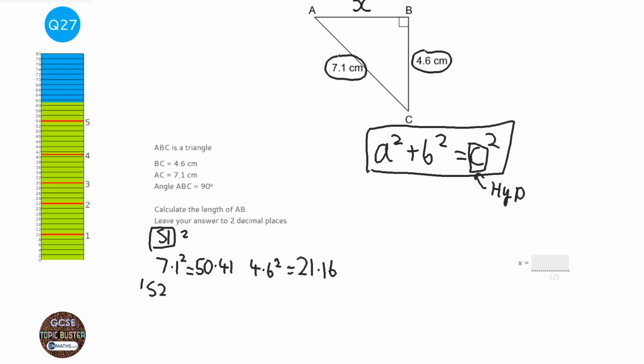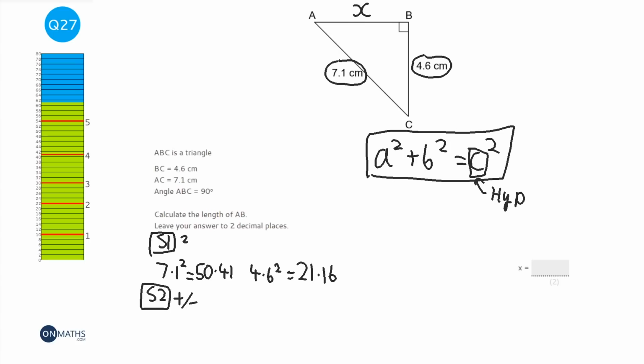Step 2 is the only choice you have to make. You either have to add or subtract. Now this is where we talk about the hypotenuse. The hypotenuse is the length that's opposite the right angle. So go to the right angle, go across from it, and that is the hypotenuse. So 7.1 is the hypotenuse.